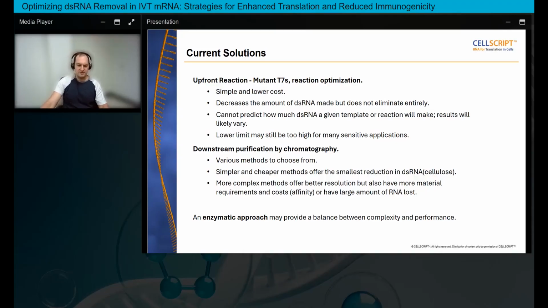But even the simpler and cheaper methods for chromatography still require specialized equipment. They can require more personnel and protocols. The bigger the scale, the bigger the equipment that you need.